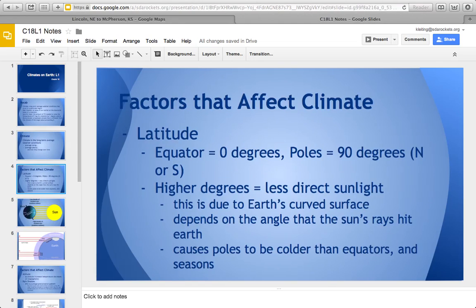Factors that affect climate. Latitude. The equator is at 0 degrees, the poles are at 90 degrees north and south. A higher degree means less direct sunlight. This is due to the Earth's curved surface, and it depends on the angles that the sun's rays hit the Earth. This causes the poles to be colder than the equator, and it also is what causes the seasons.